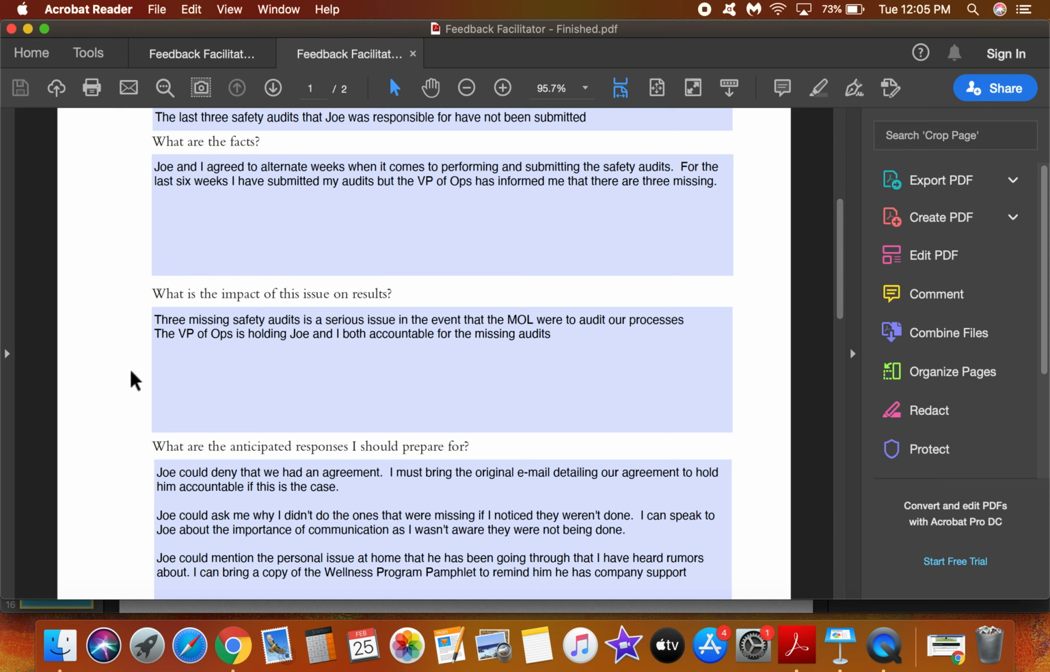So three missing safety audits is a serious issue in the event that the Ministry of Labor were to audit our processes. This is a big deal. We could get in a lot of trouble. So another result of the actions is that the VP of Ops is now holding Joe and I both accountable for the missing audits. They're supposed to be done on our shift. We work together, so we're both taking the heat on this, which is why I need to give Joe this feedback.